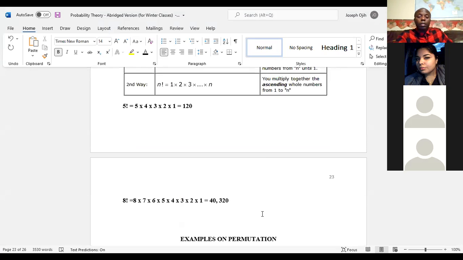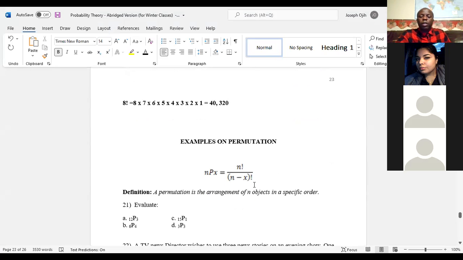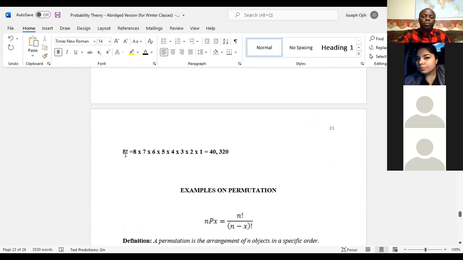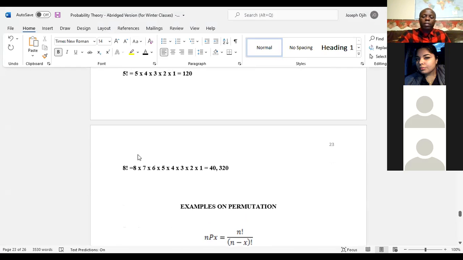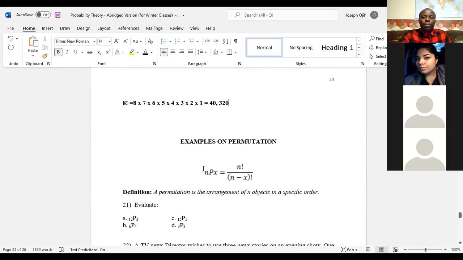Now, and so on and so forth. So that's what it means, factorial. So when you see that symbol with this exclamation mark, you know that it's talking about factorial notation. Now, let's apply.